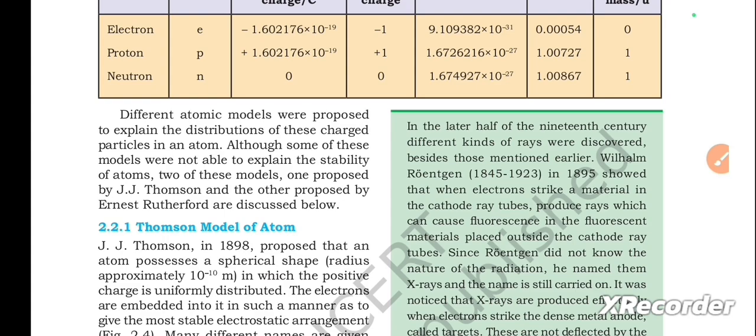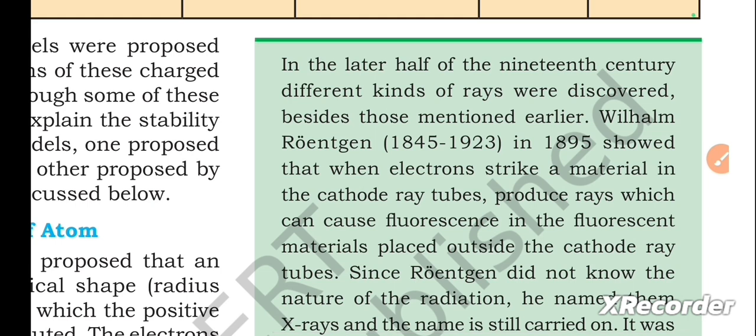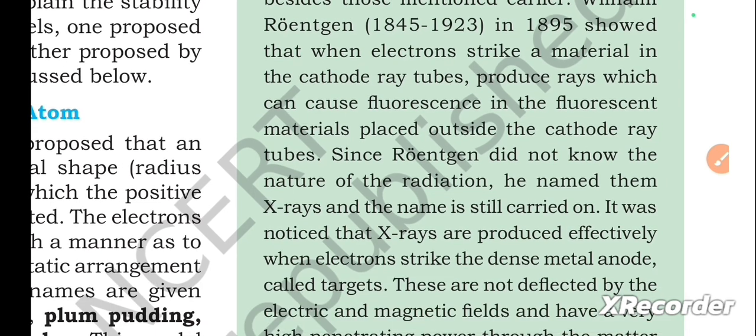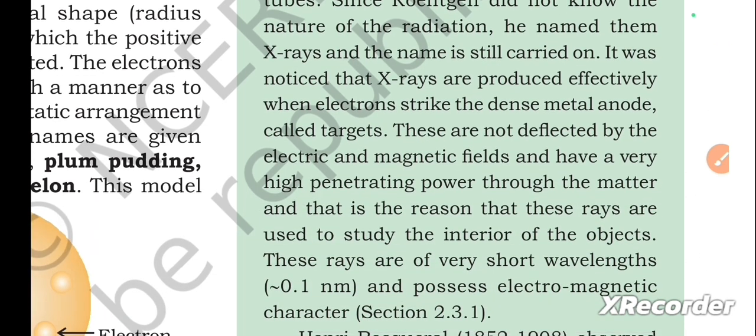In the latter half of the 19th century, different kinds of rays were discovered, besides those mentioned earlier. Wilhelm Röntgen, 1845 to 1923, in 1895 showed that when electrons strike a material in the cathode ray tubes, they produce rays which can cause fluorescence in the fluorescent materials placed outside the cathode ray tubes. Since Röntgen did not know the nature of the radiation, he named them X-rays, and the name is still carried on. It was noticed that X-rays are produced effectively when electrons strike the dense metal anode called targets.